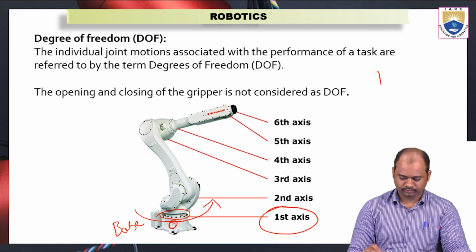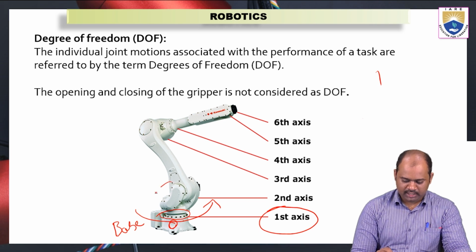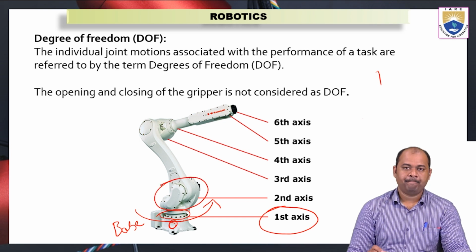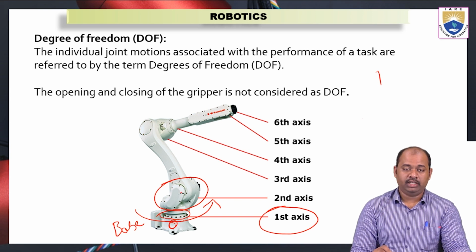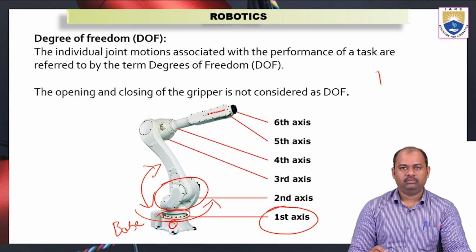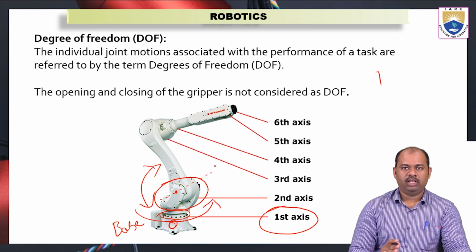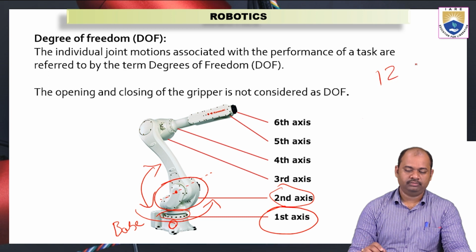And then here we can see there is a second axis. Now, how will this second axis rotate? This second axis will rotate about a vertical plane. It can rotate in this direction, about this point. So if there is an axis here, it can rotate about a vertical plane. Okay, so this is the second axis. Now we have 2 degrees of freedom.